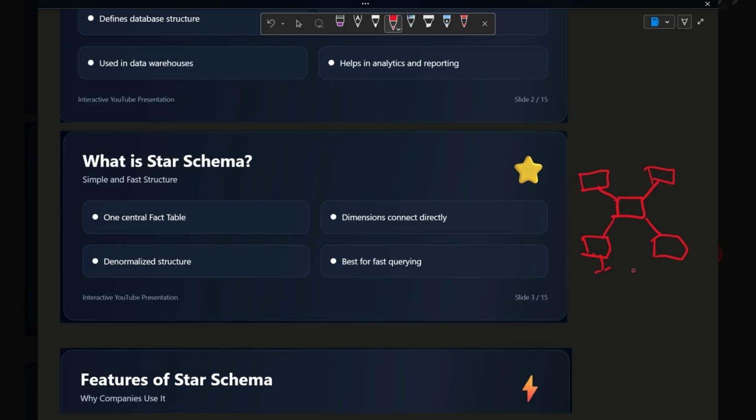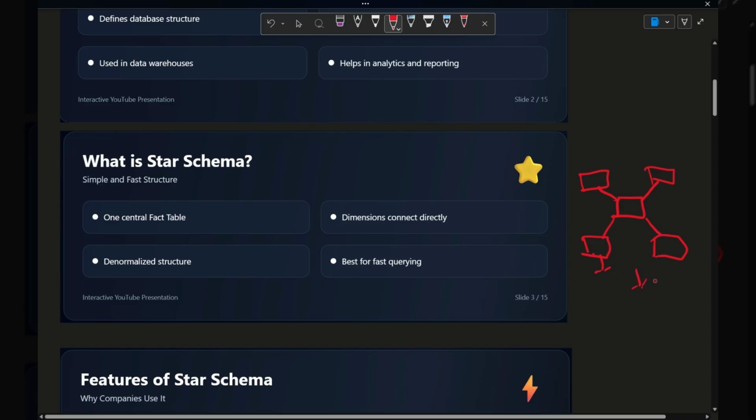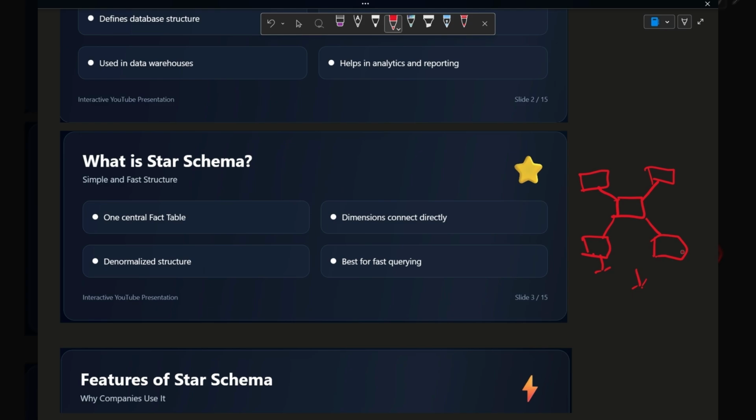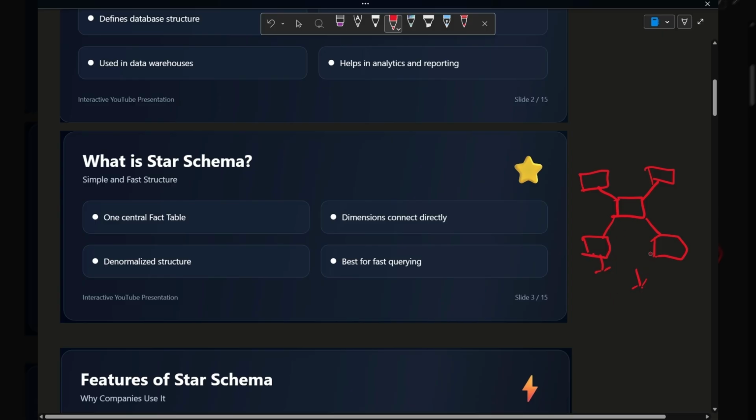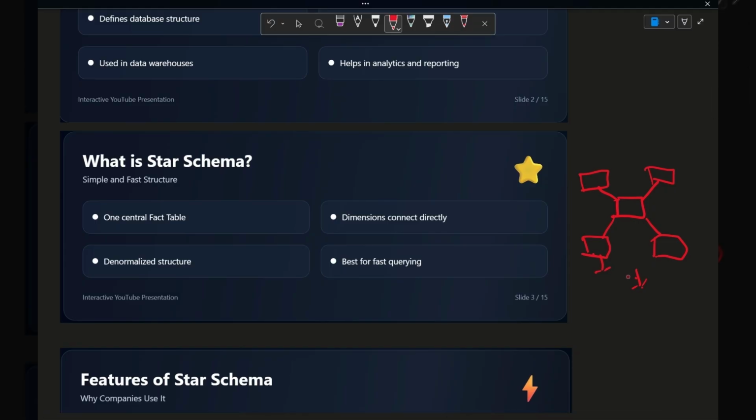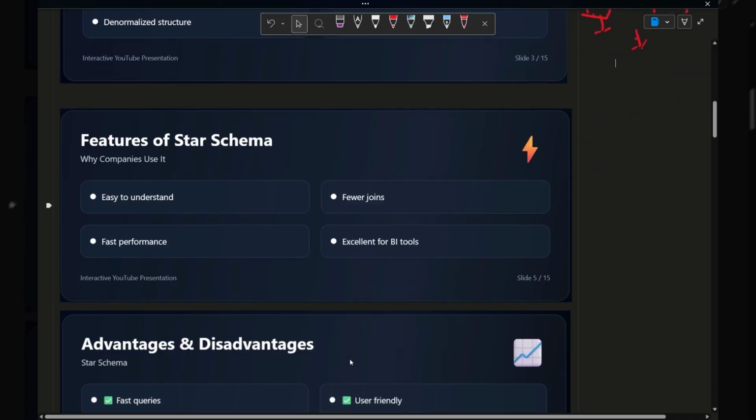This type of schema is used for analytic purposes, and it also helps in fast querying in the database. Why it helps, and how this is used for analytics and reporting purposes, we will discuss more in the upcoming time. So let's understand what are the features of star schema.